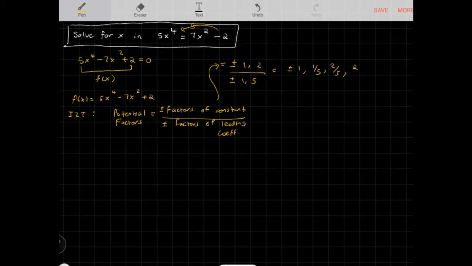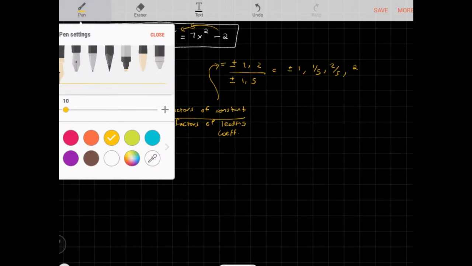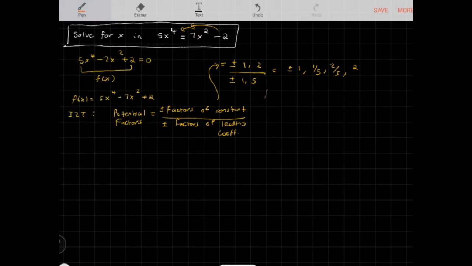I think that's usually an off-the-bat kind of choice to pick. So let's do f of 1. You get 5 times 1 to the power 4 minus 7 times 1 squared plus 2. You can notice that it's 0. So f of 1 is equal to 0. According to the factor theorem, x minus 1 is a factor.